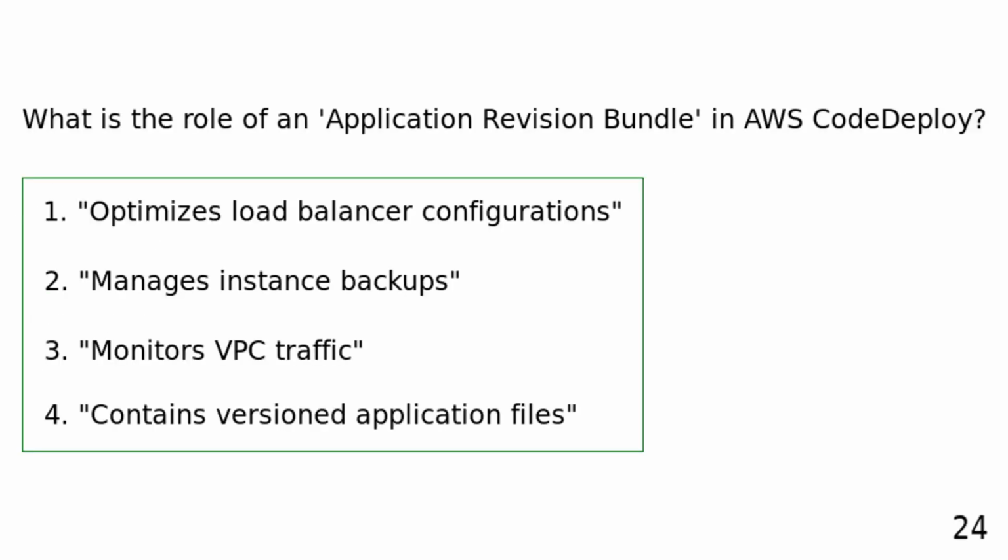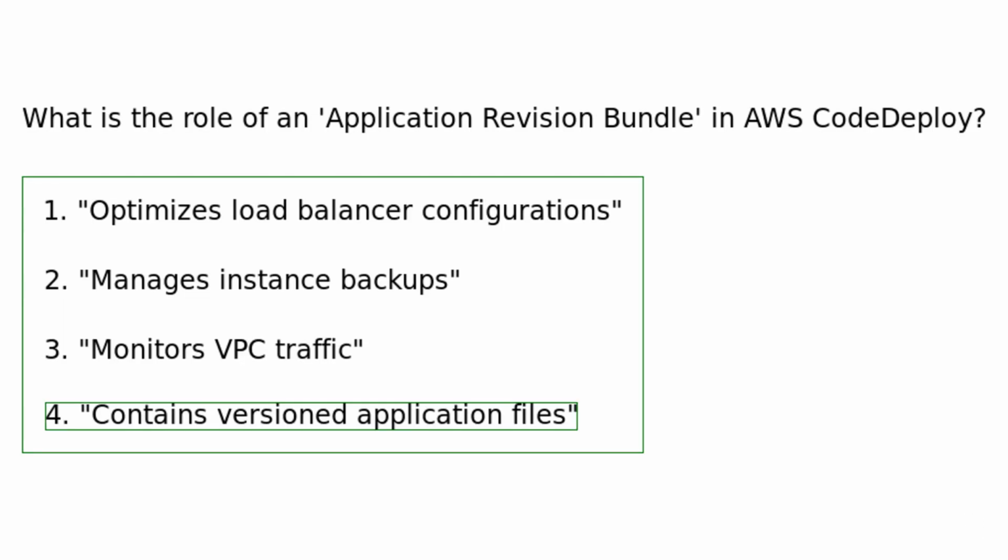What is the role of an application revision bundle in AWS CodeDeploy? Optimizes load balancer configurations. Manages instance backups. Monitors VPC traffic. Contains versioned application files. An application revision bundle in AWS CodeDeploy contains versioned application files prepared for deployment.